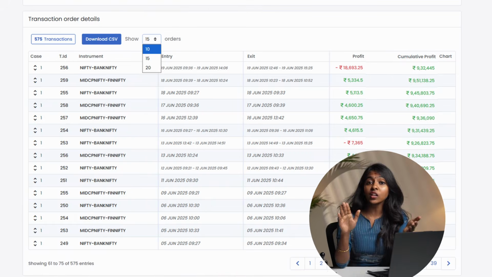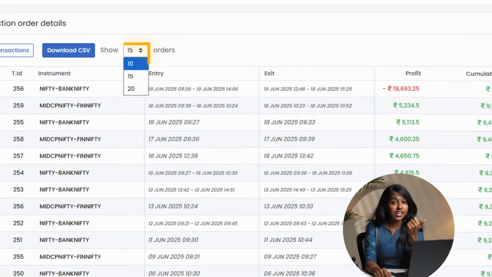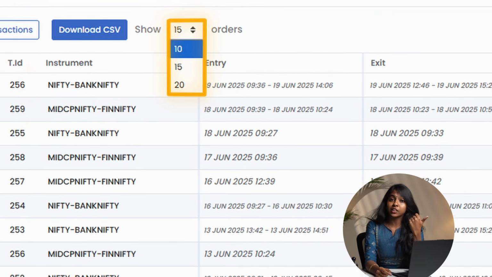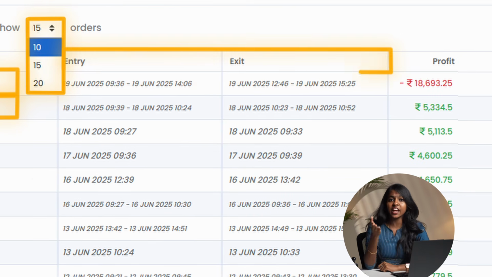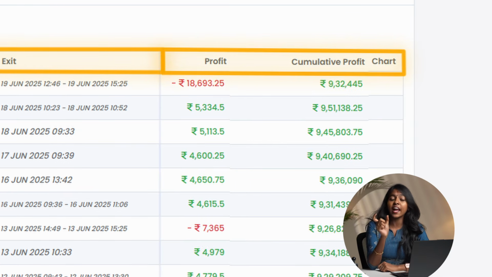This part shows all the trades your strategy made during the backtest. You can pick how many trades to see at once, such as 10, 15, or 20 trades per page. This section provides a detailed view of each trade, including the instrument traded, for example Nifty, Bank Nifty, Fin Nifty, the contract details and the lot size. It also shows the entry and exit time and price, the profit or loss for the trade and its impact on the cumulative profit and loss.